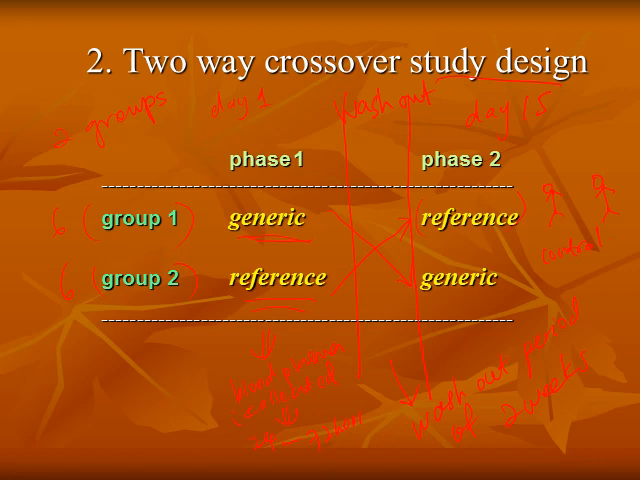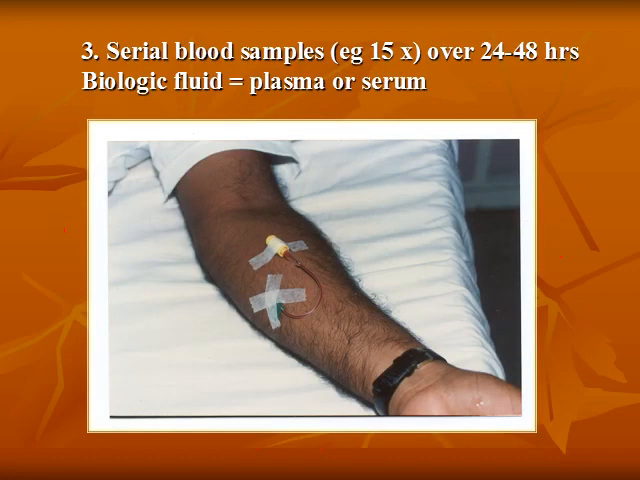After that, the serial blood samples are collected over 24 to 48 hours. It means once the subject enrolls into the study, from day 1 to day 2 or day 3, they should stay in the center for blood withdrawal.